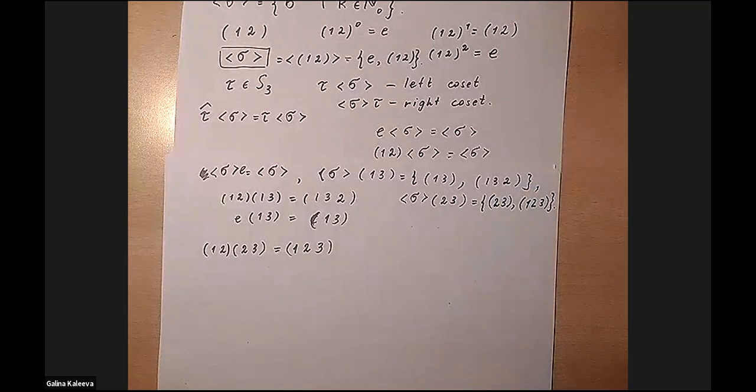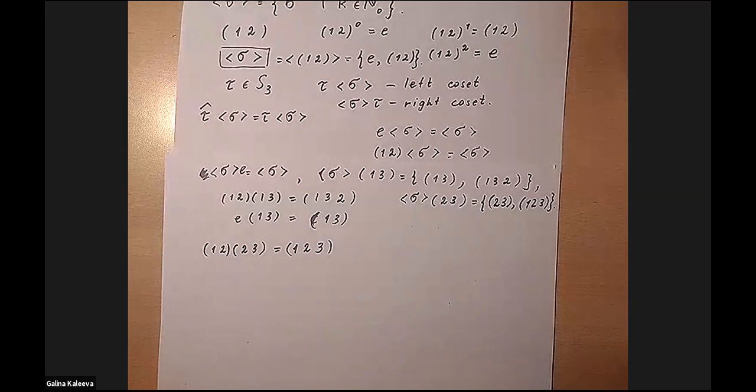Do I have to find some other cosets? Didn't we just consider right cosets? Yes, we only considered right cosets in this case. Left cosets is an exercise for your own work.